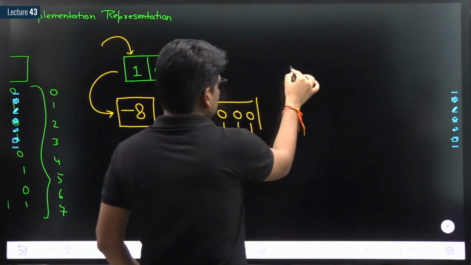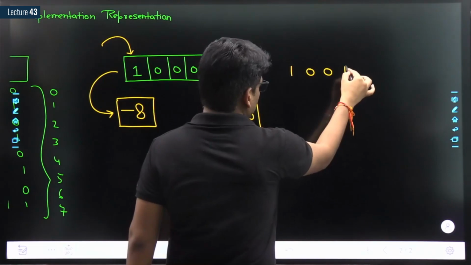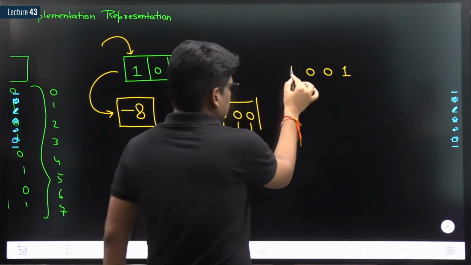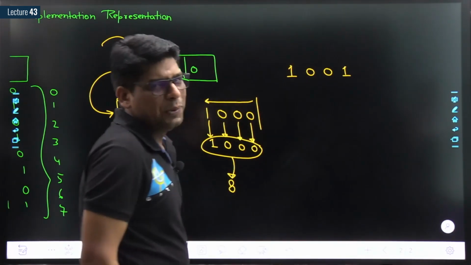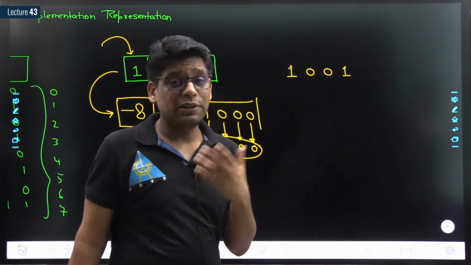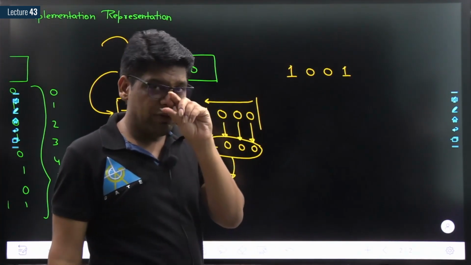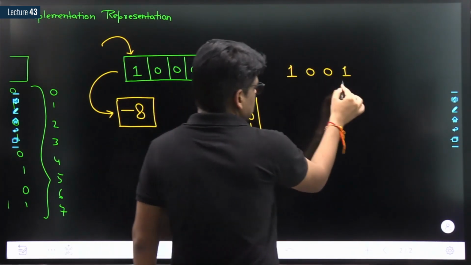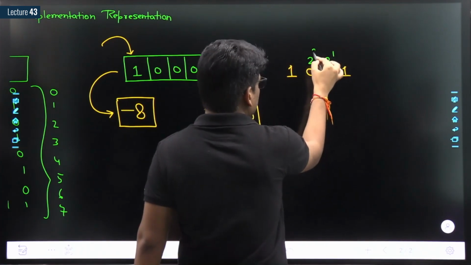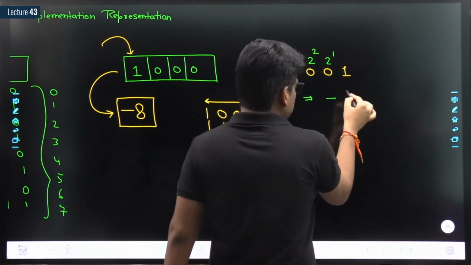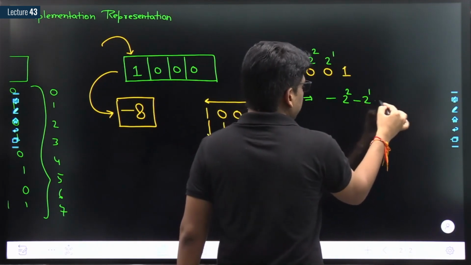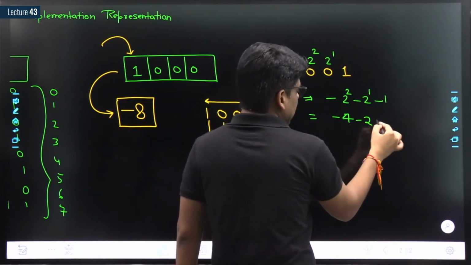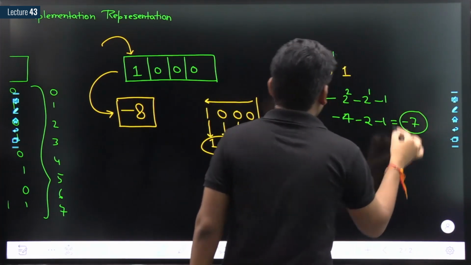Sir, what if I ask 1, 0, 0, 1? Now there is no need to compute the 2's complement. We have a direct method to calculate the 2's complement. Sir, how can we calculate it? By looking at only zeros. 2 to the power 0, 2 to the power 1, 2 to the power 2. Tell me what is the value? Minus 2 to the power 2, minus 2 to the power 1, minus extra 1. So minus 4, minus 2, minus 1. Sir, this is minus 7.